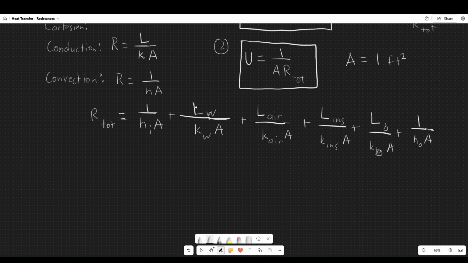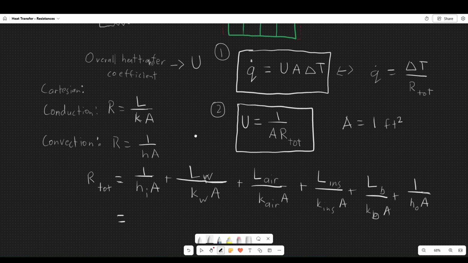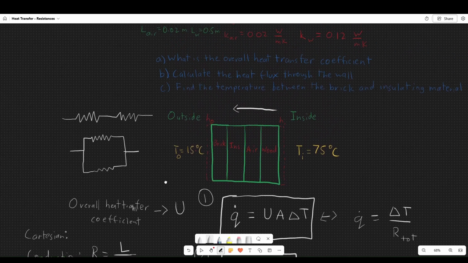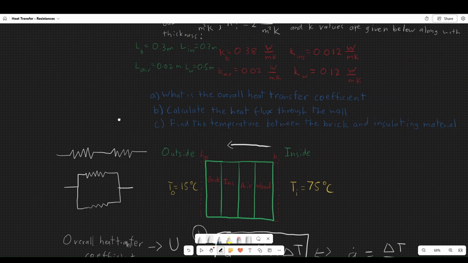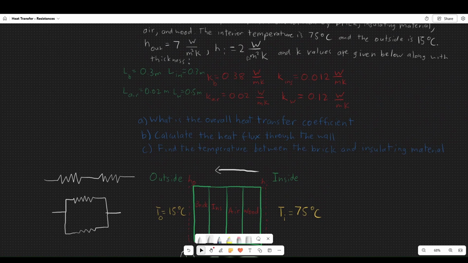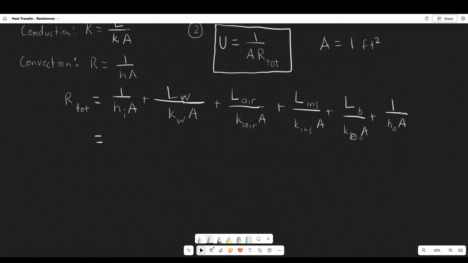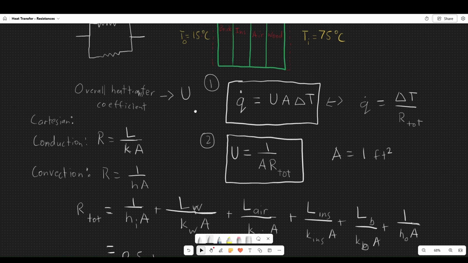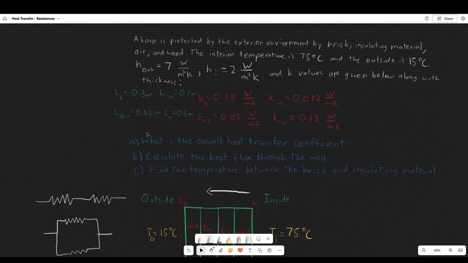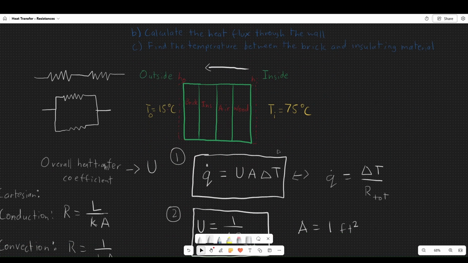Okay. And so if we plug in values, we see that 1 over hi, what is hi? Hi was 2. So if we do 1 over hi, we get 0.5. And remember, we're using unit area. So this is 0.5 plus L wood divided by K wood. What is L wood? We're given L wood here as 0.5. And so we do 0.5 divided by 0.12. That gives us 4.17.